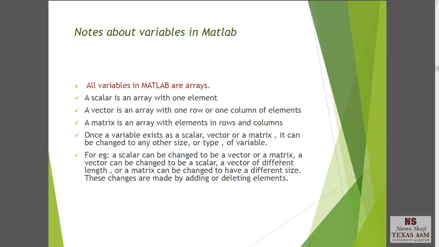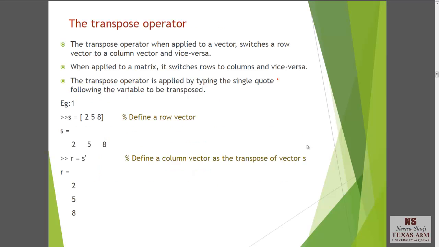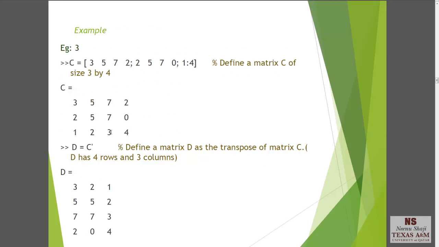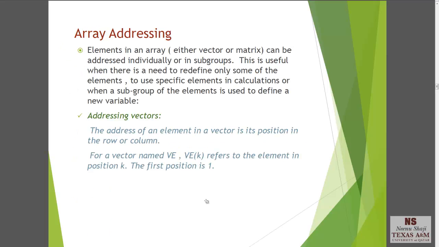The transpose operator. We have a vector here, s equal 2, 5, 8. It is a row vector. To make it into a column, you can use the transpose operator. That is the apostrophe. So s transpose makes the s into a column vector stored in r. You can use the transpose operator on a matrix as well. So we have a 3 by 4 matrix here. We use the transpose operator, so the rows become columns and the columns become rows.